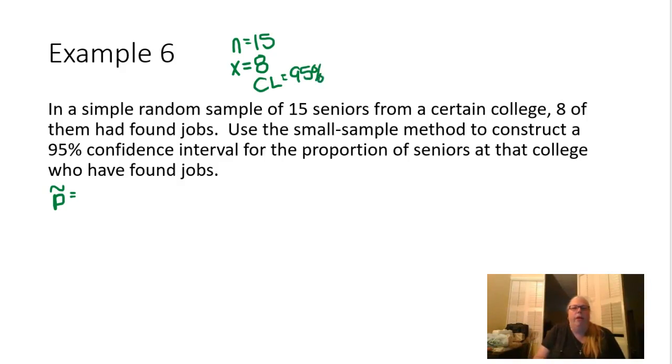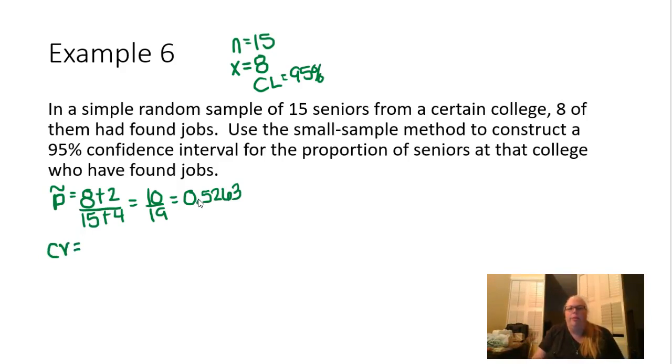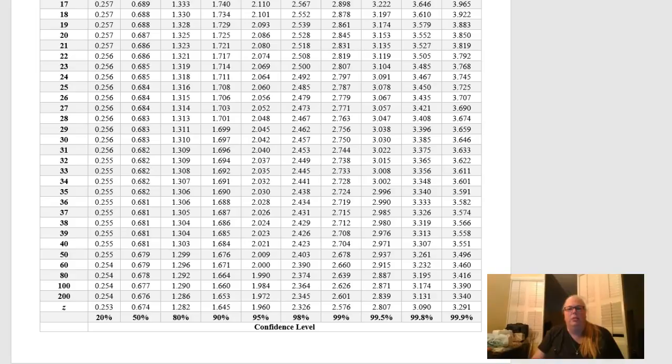All right, so our p squiggle, we're going to take our number of items that have our desired result, and we're going to add 2. And then we're going to take our sample size, and we're going to add 4. So this is going to be 10 over 19, and let's see what the calculator gives us. And this gives me 0.5263. Okay, our critical value is going to come from table A3 on the Z line at 95%. So for 95%, the critical value is 1.960.